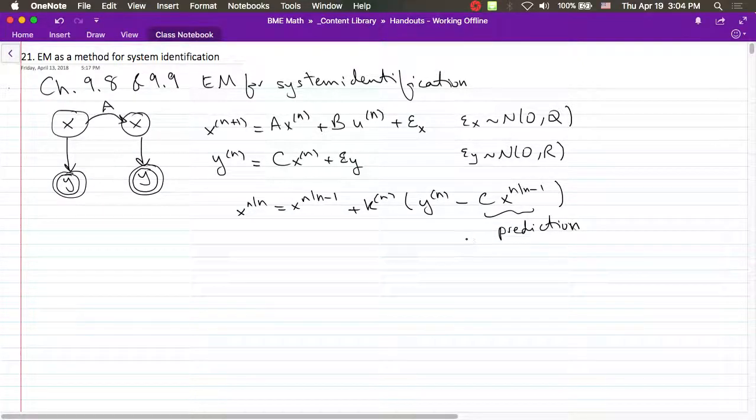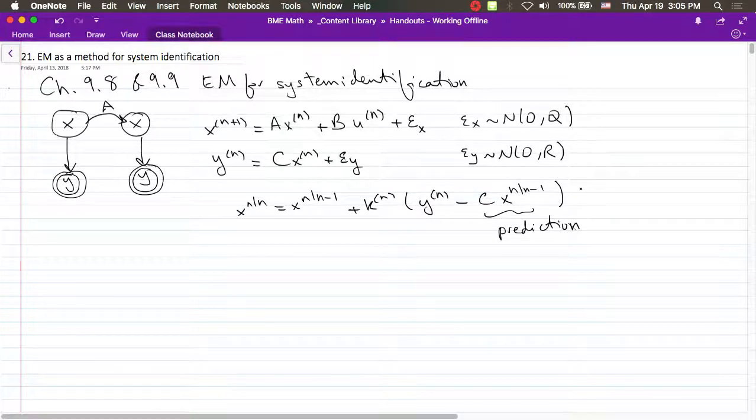Now, today we're going to ask the question, what if you didn't know A, B, and C? What if you didn't know Q and R? What if you didn't know the parameters of your model? So not only do you not know the state X, you don't even know the parameters of that system. This is called system identification. People take whole courses on system identification, but I'm going to teach you today how to use EM. So instead of taking a whole course, you just take one lecture. And we're going to see how to do it using the probabilistic tools that we've been learning.